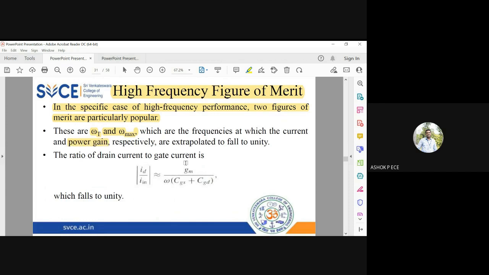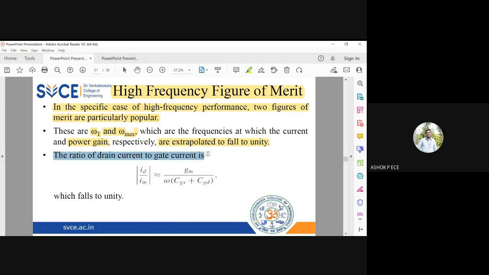So in that case, you can find out these two frequencies and say that till that frequency I can operate my MOSFET without any issue. So these are going to be the boundary conditions for operating your MOSFET. The larger the values of omega T and omega max, the better your device is for operating at very high frequencies.